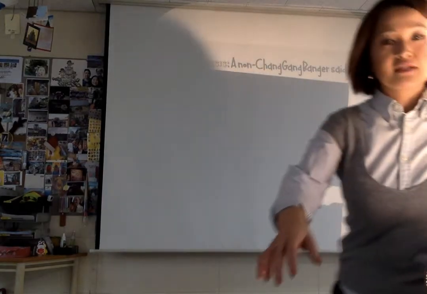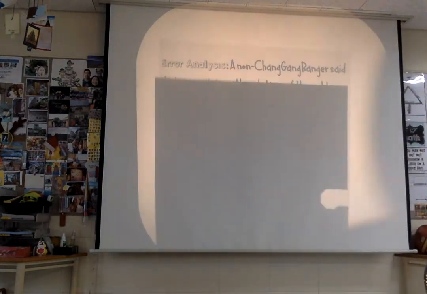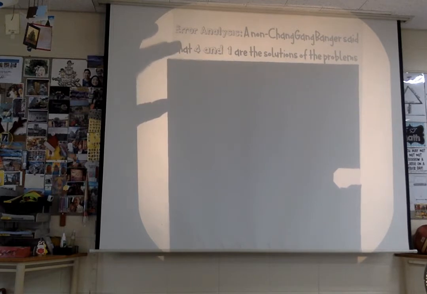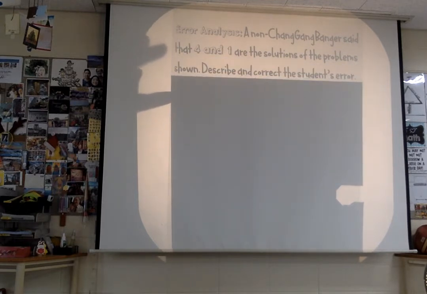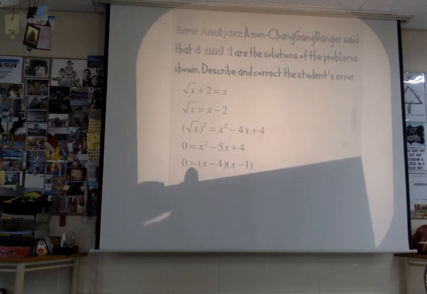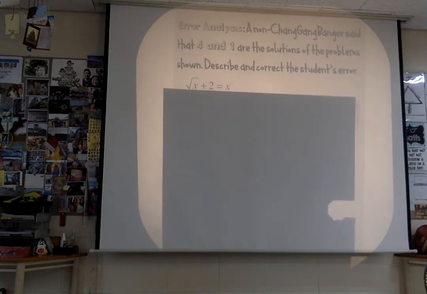So now, let's do an error analysis, okay? A student said that 4 and 1 are the solutions of the problem shown. Describe and correct the student's error. So we have this here. Now he solved it like this. Now this is solved, right? We have this equation. We moved the plus 2 over to the other side to isolate the x's.